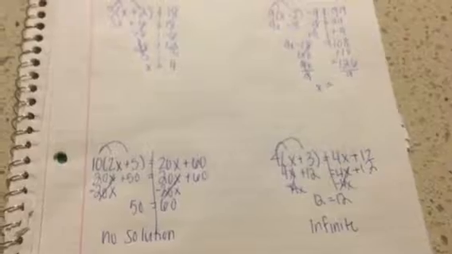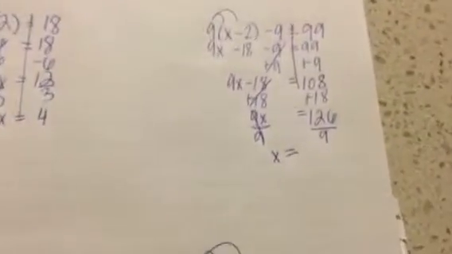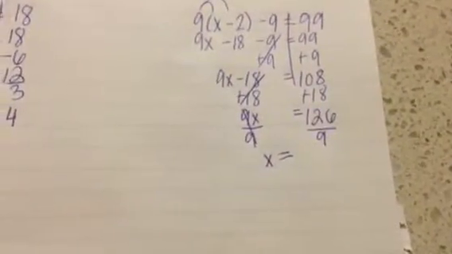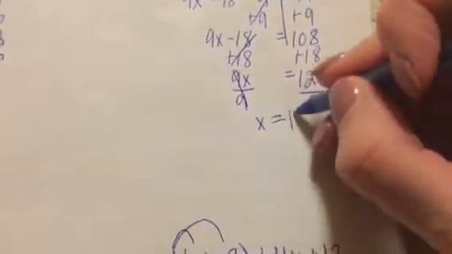Right now, you have just finished learning target 1B. If we come back up to this problem here, you should have got that 126 divided by 9 equals 14.